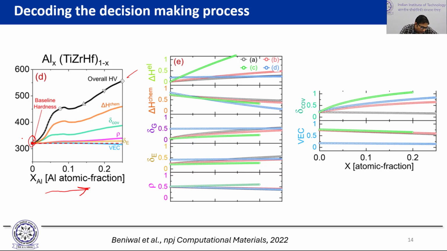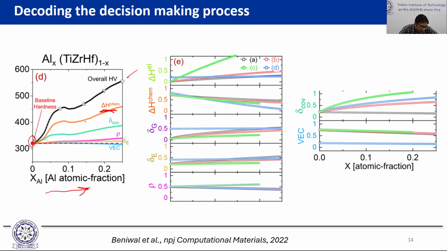So when you plot out these partial dependencies, you will see that the delta H chemical, the formation enthalpy, which was computed using Miedema's model, seems to have a much higher contribution to the overall hardness.